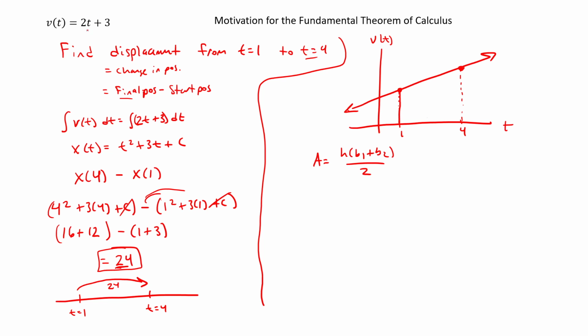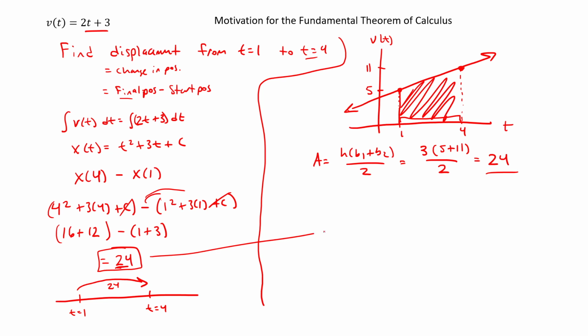So we would want to figure out the height of this line, but we have a function, right? So that's simply v of 1, which would be 5, and v of 4, 2 times 4 plus 3, is 11. So we would say the height of this thing is 3, from here to here. The bases are 5 and 11, divided by 2. And so if we calculate the area of this trapezoid, we also get 24. That's not a coincidence that those are the same number.